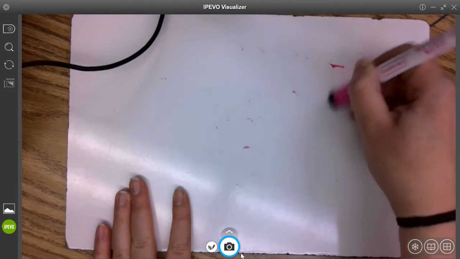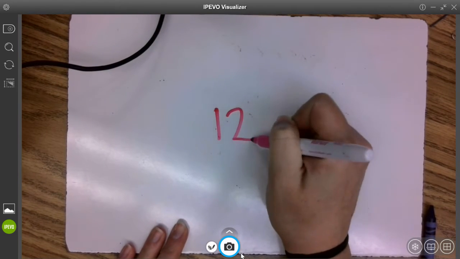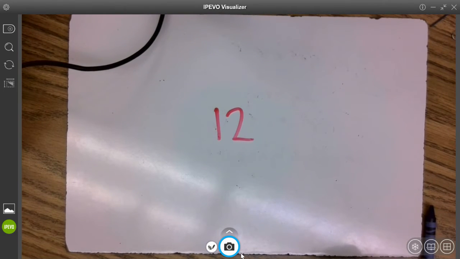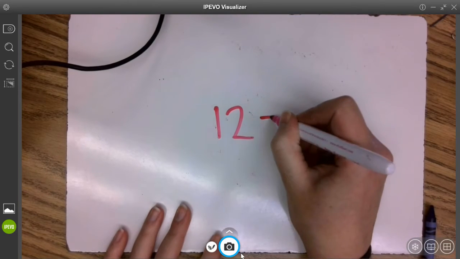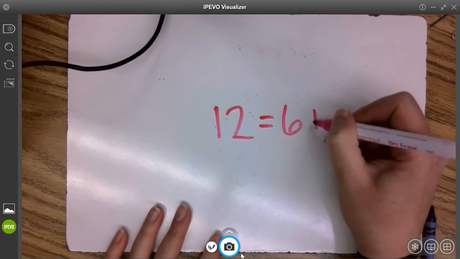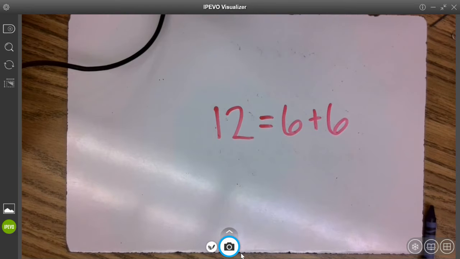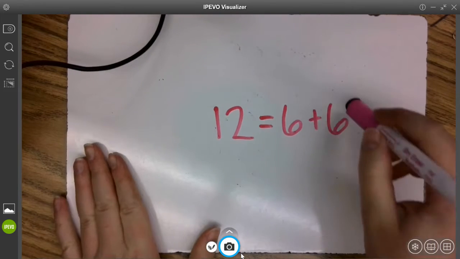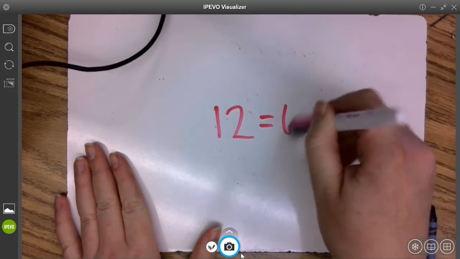What is half of 12? What does 12 equal? 6 plus 6. Good. The doubles fact to get to 12 is a 6. Why do you think that's the number I picked?